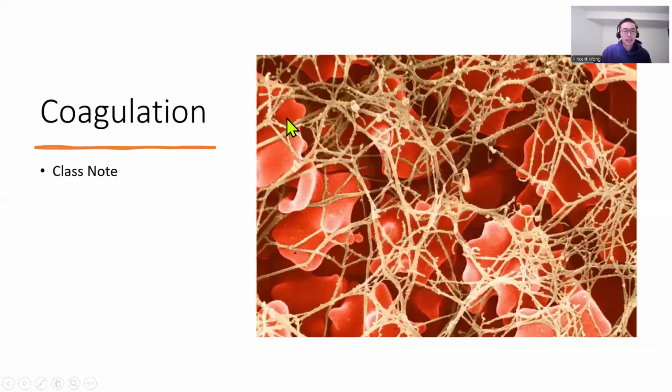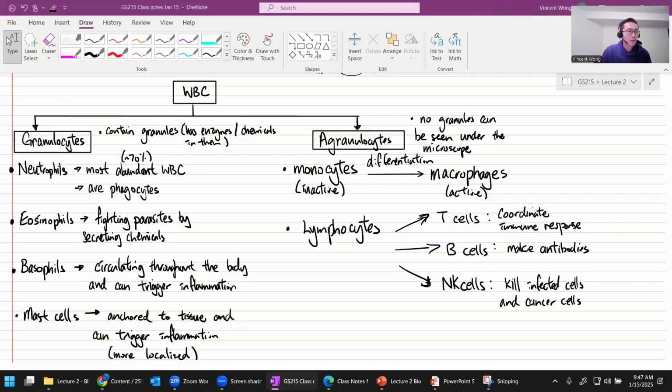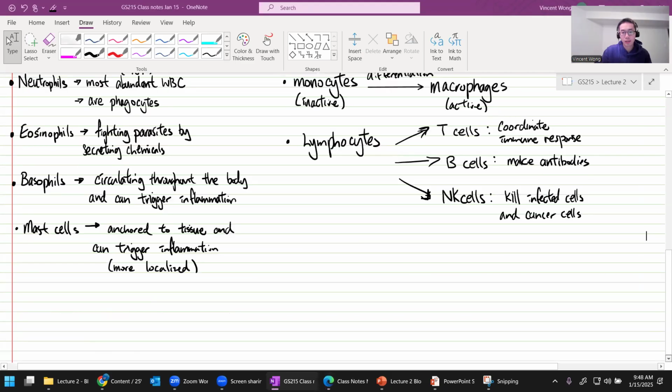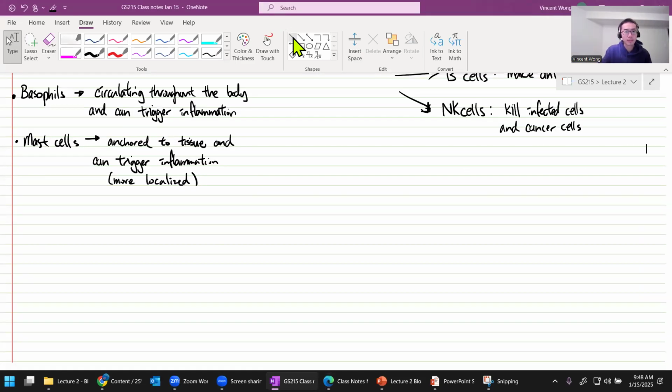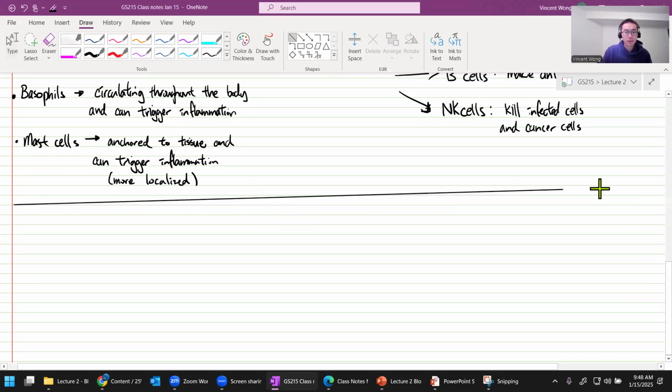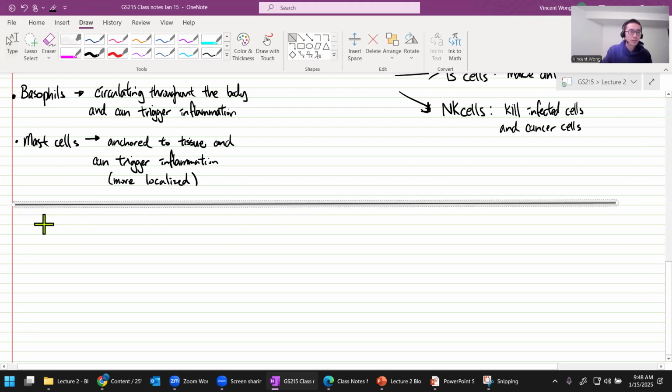So let's take a look at how coagulation occurs, and we're going to take a short note on that. This is really short. So, coagulation.